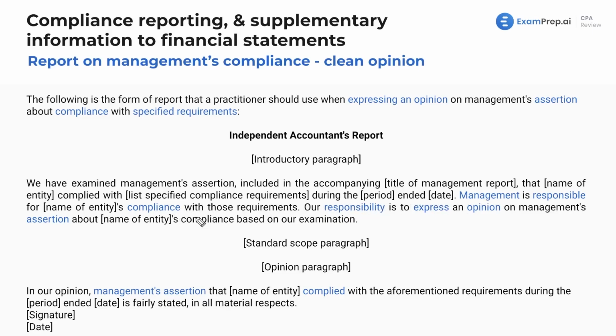Management's responsible for the compliance. Our responsibility is to express an opinion. Here's the scope of the engagement. Here's the opinion. In our opinion, management's assertion that XYZ company complied with all of the aforementioned requirements up here during the period is fairly stated in all material respects. There we go. That's our example of what we would see for our clean opinion.